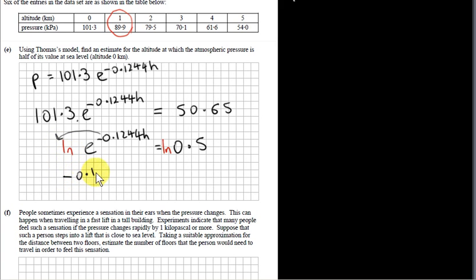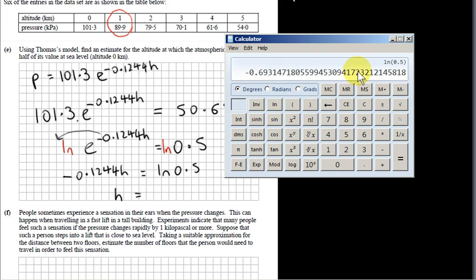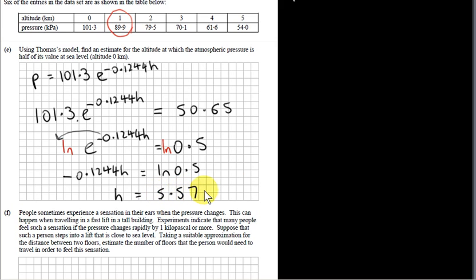So we get minus 0.1244h. Well, we have ln of e here, but log to the base e of e is just 1. So this is ln of 0.5, and then we just divide across. We divide ln of 0.5 by minus 0.1244. Here is ln of 0.5. We divide it by 0.1244. I'll write this down to two decimal places, 5.57. And this is in kilometers.